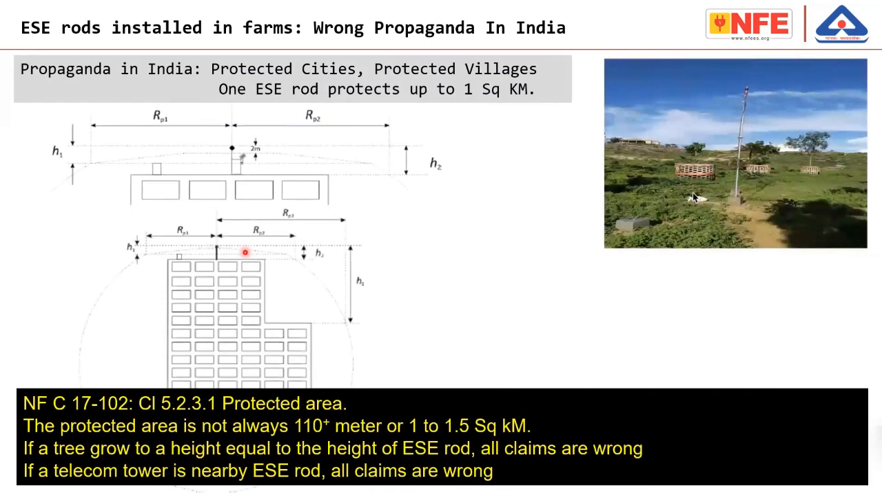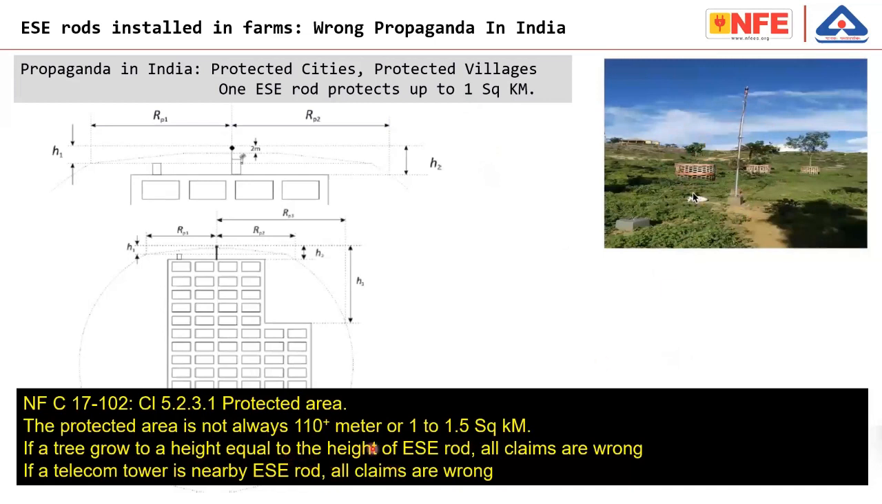In the farmland, you can see in the picture, there is an ESE rod which is installed in an open area in a metal pipe, and they say it protects sometimes 2.4 kilometers. Some places they say earlier it was 2.4, then it is reduced to 1 square kilometer, and nowadays I think the claim is only about 100 or 110 meters. So all these claims are illogical. It is not going to work.